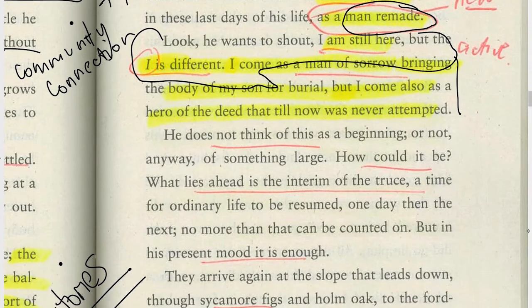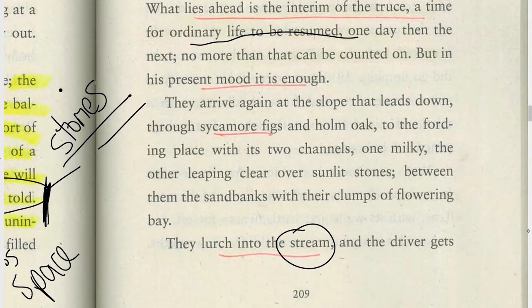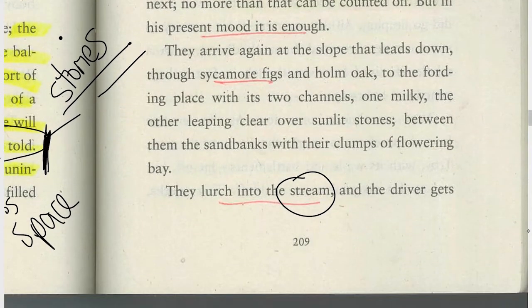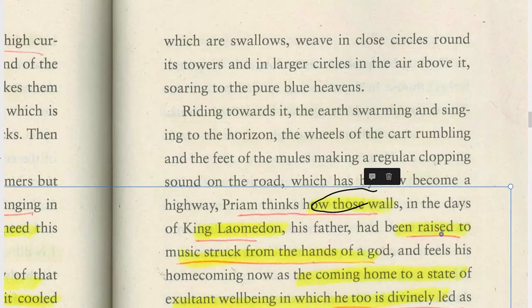So he doesn't think of it as the beginning of something big and grand, but it's a time for ordinary life to be resumed. But that's enough for him. So they launch back into the stream, the river Scamander, and the driver gets down to urge the mules again.